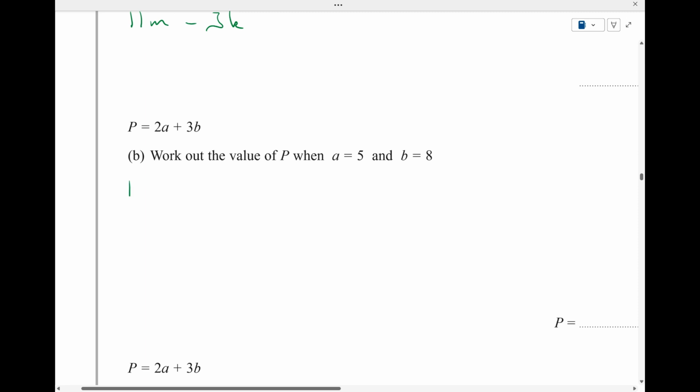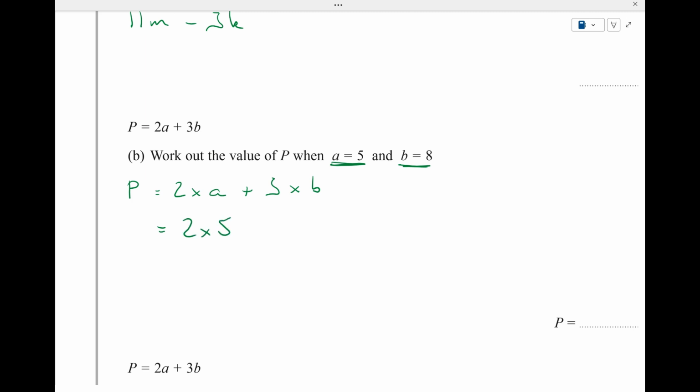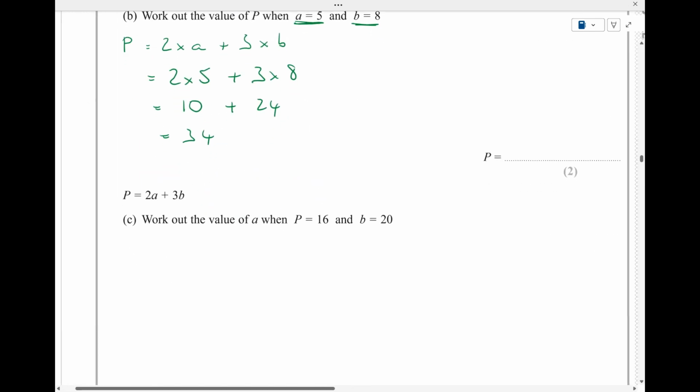P equals 2 times A plus 3 times B. Work out the value of P. Oh, look, I'm told A and I'm told B. So P will be 2 times A, 2 times 5, plus 3 times B, 3 times 8. And you could just put that straight in a calculator and work it out. It's going to be 10 plus 24. So my answer is 34. Let's have a look at the next one.